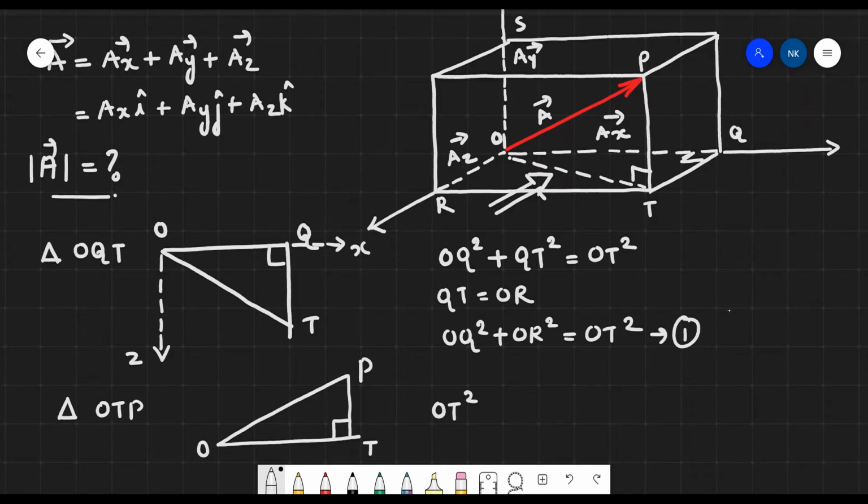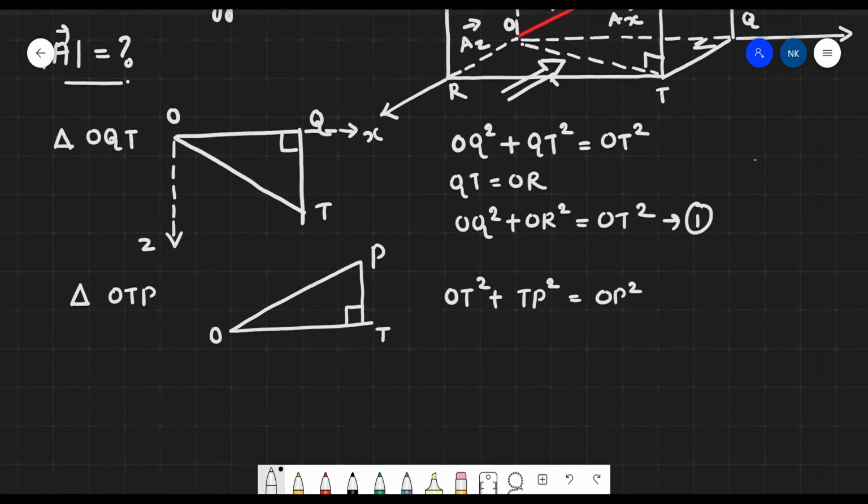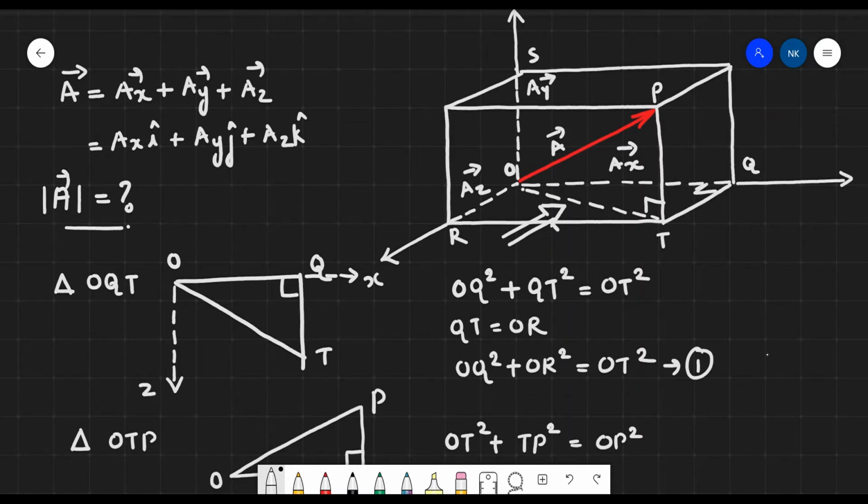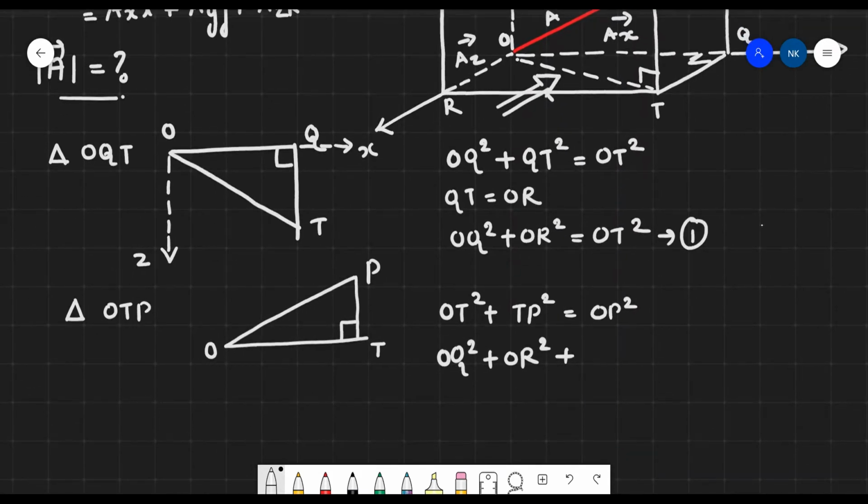OT square plus TP square equals OP square. We already have the expression for OT square from equation number 1. What is that? OT square equals OQ square plus OR square. Plus, please have a look at this diagram. TP is equal to OS. So I am going to replace TP with OS square. That is equal to OP square.